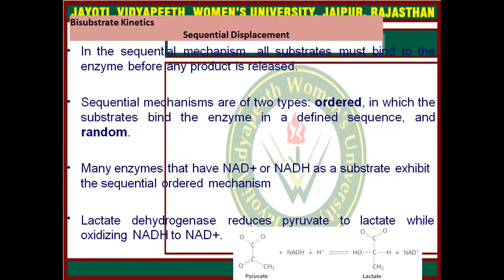In sequential displacement, all substrates must bind to the enzyme before any product is released. Sequential mechanisms are of two types: ordered, in which the substrates bind the enzyme in a defined sequence, and the second is random. Many enzymes that have NAD plus or NADH as a substrate exhibit the sequential ordered mechanism. Lactate dehydrogenase reduces pyruvate to lactate while oxidizing NADH to NAD plus.